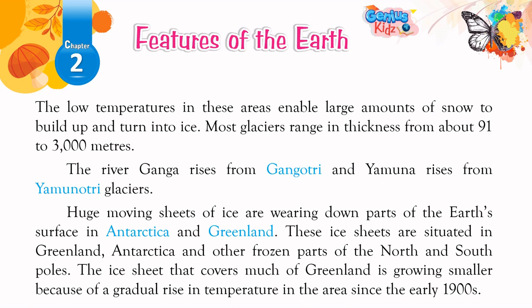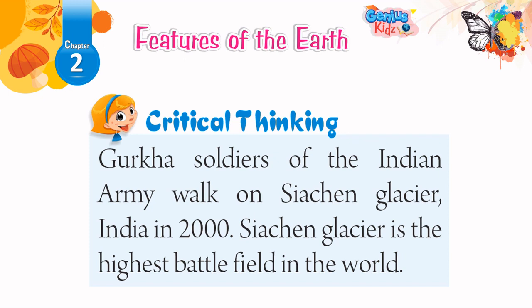Huge moving sheets of ice are wearing down parts of the Earth's surface in Antarctica and Greenland. These ice sheets are situated in Greenland, Antarctica, and other frozen parts of the North and South Poles. The ice sheet that covers much of Greenland is growing smaller because of a gradual rise in temperature in the area since the early 1900s. Critical thinking. Gurkha soldiers of the Indian Army walked on Siachen Glacier, India in 2000. Siachen Glacier is the highest battlefield in the world.